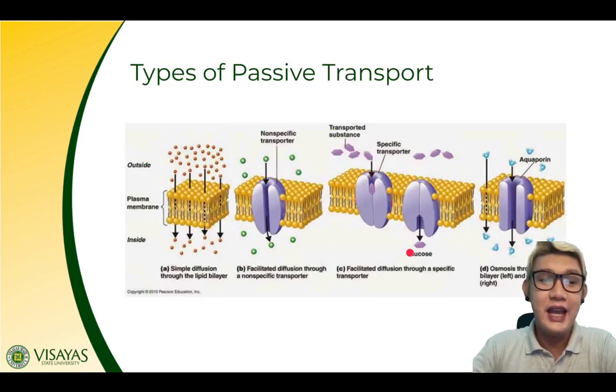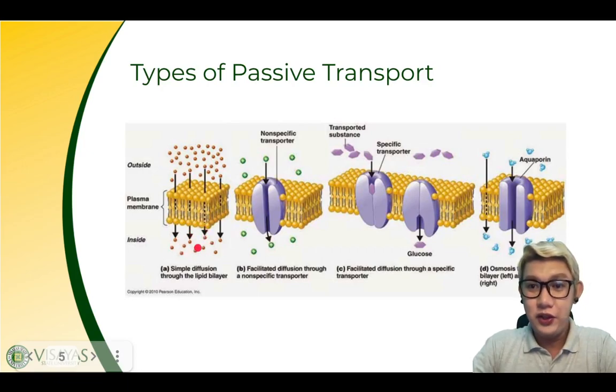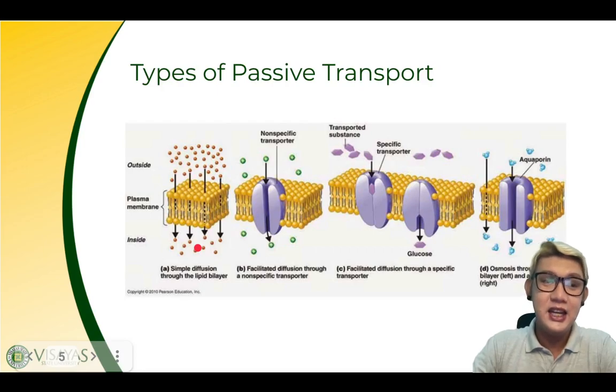So what are the different types of passive transport? You have here simple diffusion. Molecules that are of higher concentration outside the cell could diffuse freely into the inside of the cell through the lipid bilayer. In theory, that is, if they are able to comply with the requirements for a molecule to easily pass through. So there are what we call permeability factors.